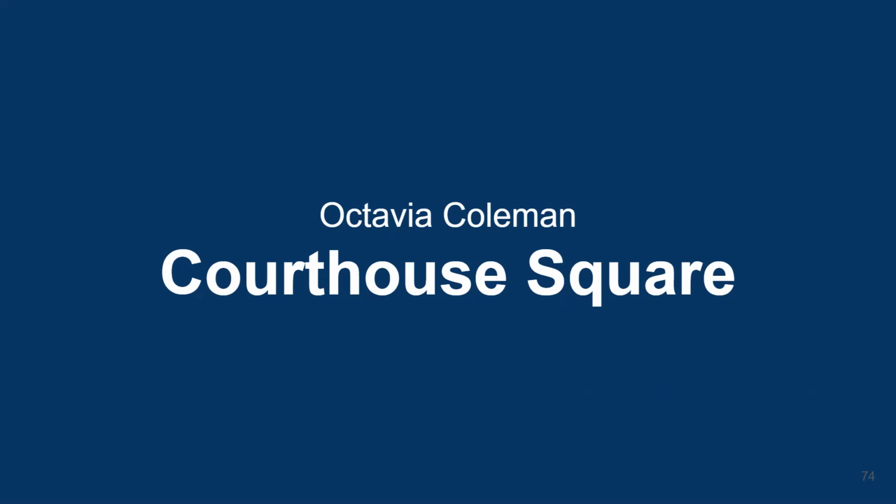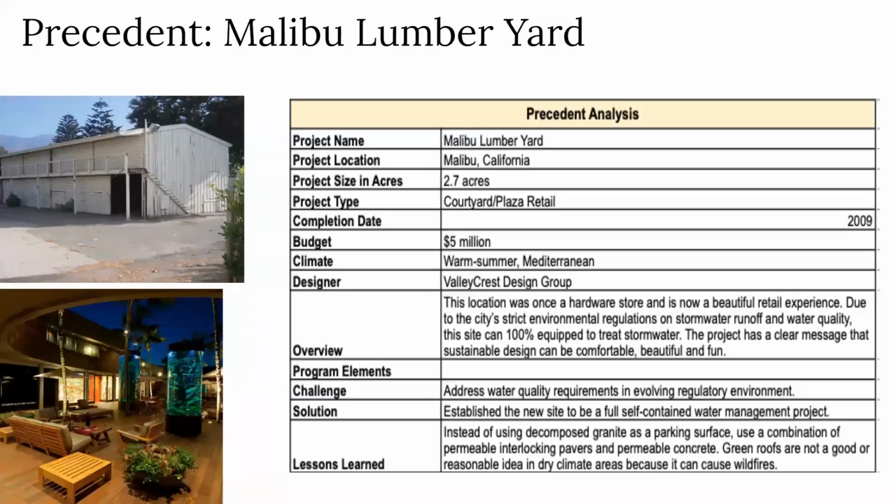Hello, everybody. I'm Octavia Coleman. This is my project on Courthouse Square. My precedent was Malibu Lumberyard. I chose this precedent because the first picture was an abandoned warehouse, but they turned it into this beautiful plaza. And I felt that Warrenton County kind of wanted to turn their courthouse from this old place nobody hangs around into a space everyone could come to, and make it more open, like this.